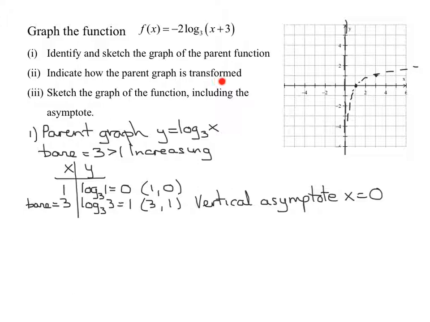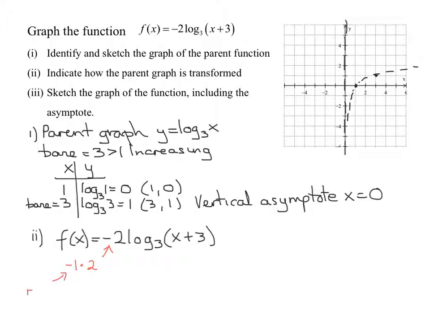Now we have to look at part 2 and indicate how the parent graph is transformed. So let me write my equation for f of x. It is -2 log to the base 3 of (x plus 3). So let's take a look at what this multiplying by a -2 outside the function does. -2 is really -1 times 2. The -1 is a reflection, and since it's outside, it's going to be a reflection in the x-axis.